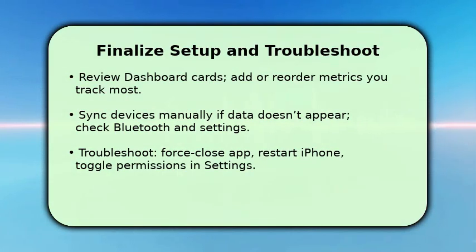Finish by customizing the dashboard. Add, remove, or reorder cards so your key metrics appear first. Make sure your devices are synced, open paired apps or the Watch app, and confirm Bluetooth and background app refresh are on. If data still fails to appear, force close Health and relaunch, restart your iPhone, then revisit Settings Privacy to toggle permissions. That often resolves stuck connections. If a single source is missing, prioritize or repair it to guarantee consistent updates.